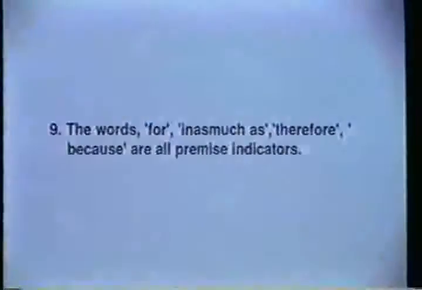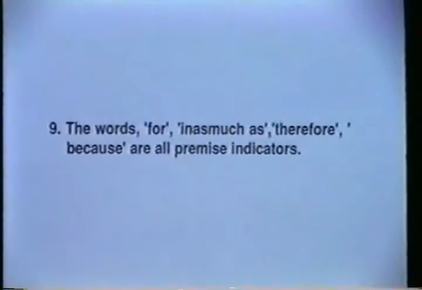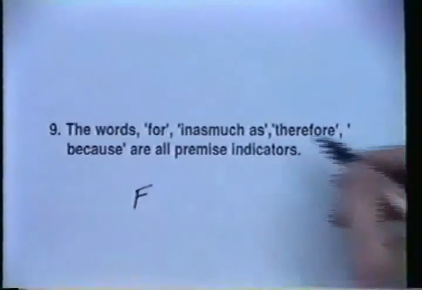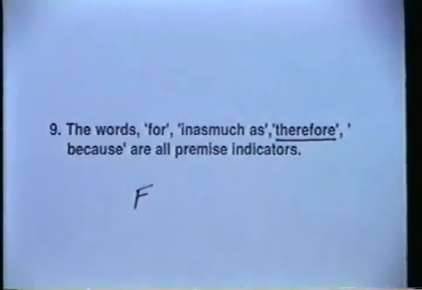The last part of the Unit 1 test is a series of true-false questions. If the answer to these is false, you'll need to explain why it's false. Number 9, the words for, inasmuch as, therefore, and because all are premise indicators. This is false because the word therefore is quite clearly a conclusion indicator. The other words in the question are in fact premise indicators.